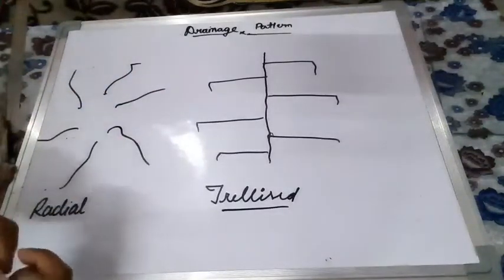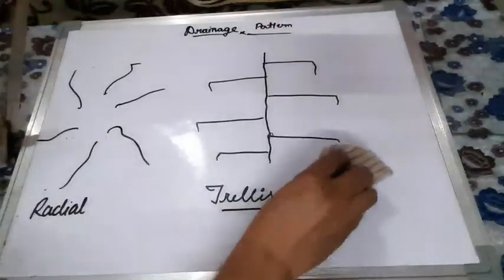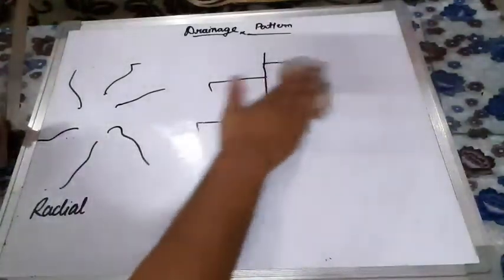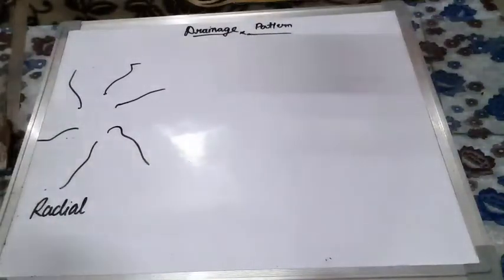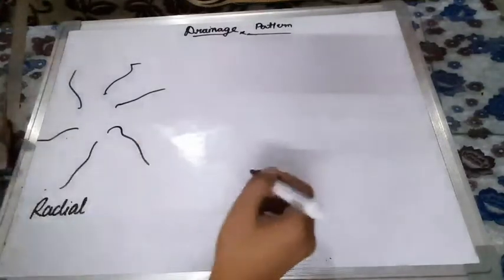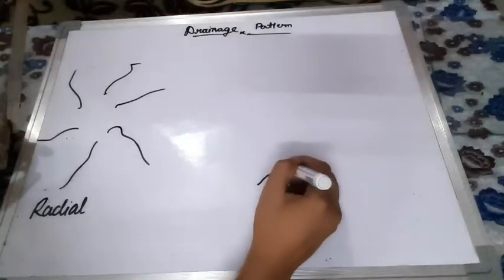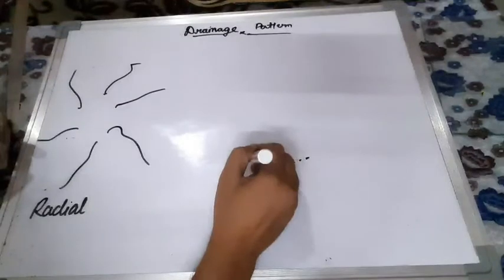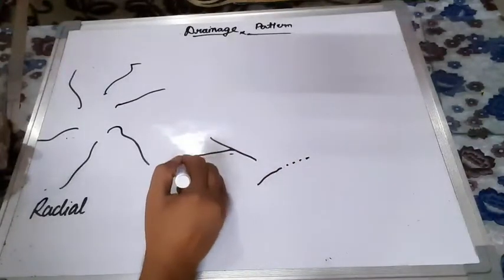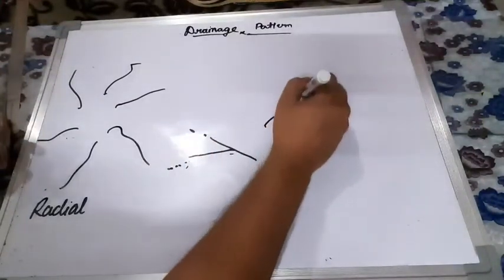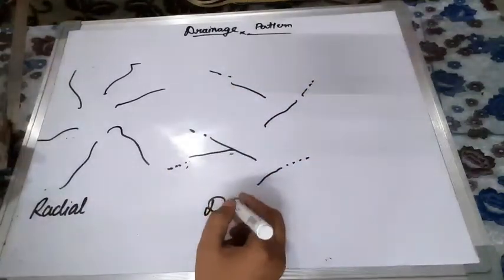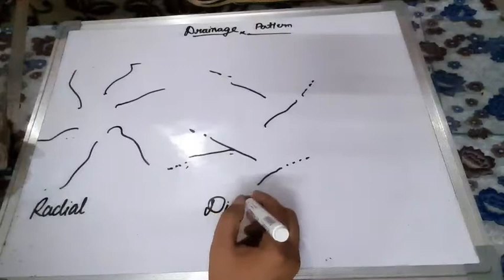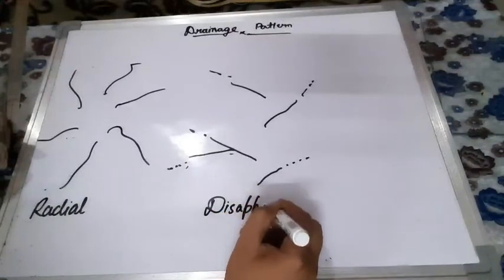Okay, and the last one is disappearing. This is very, very important. You must know about disappearing streams. What are disappearing streams? They start like this, they go like this, then there is a dot dot dot. So this one is called disappearing stream, or disappearing pattern. Better you say disappearing stream.